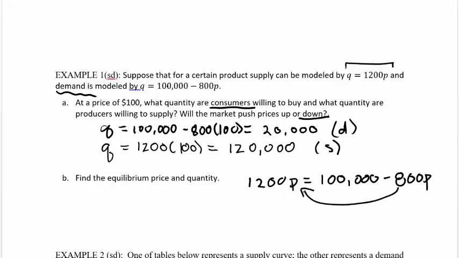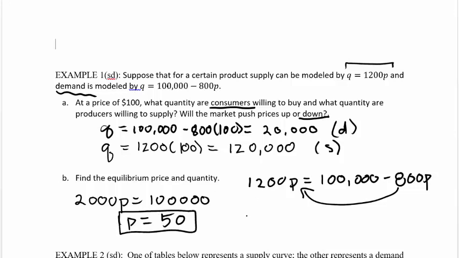We're going to add the 800p over here, and we'll get 2000p equals 100,000. Divide both sides by 2,000 to give us 50. So our price here, our equilibrium price, is $50.